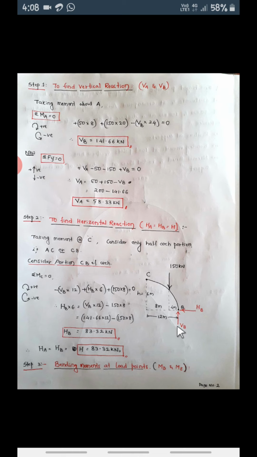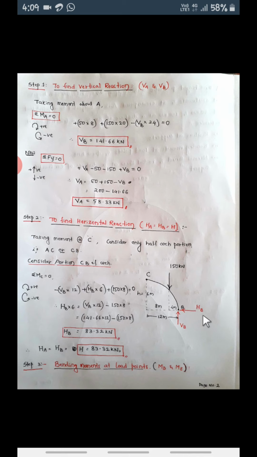So now see here, first I'll take this VB. This is anti-clockwise with reference to C, so VB into 12 meter. Then this will be clockwise, plus HB into 6 meter, because the rise of this arch is 6 meter. Then this 150 kilonewton force, with reference to C, is also clockwise, 150 into 8 meter. So the summation of MC is equal to 0. From this we can calculate the horizontal reaction, HB is equal to 83.32 kilonewton.